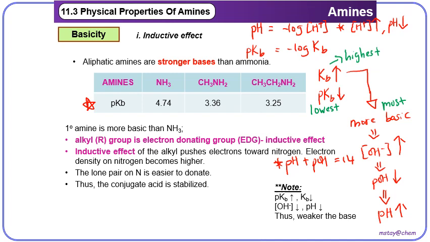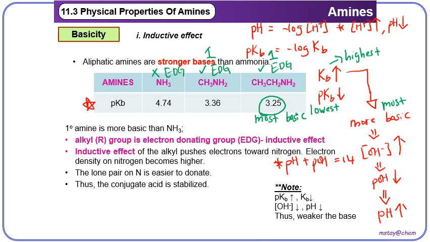So in between all these, 3.25 pKb value will be the lowest, and this one will become the most basic. When we look at the structure over here, ammonia has no EDG. CH3NH2 has one EDG. CH3CH2NH2 is also considered as having EDG. Both of these only have one EDG.